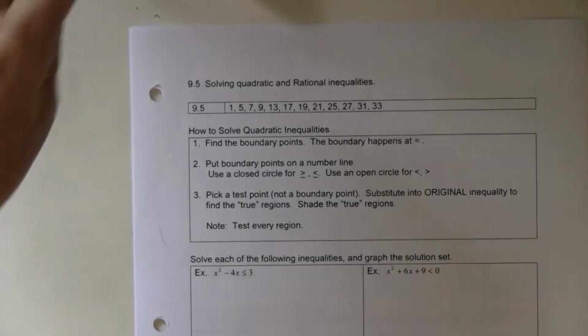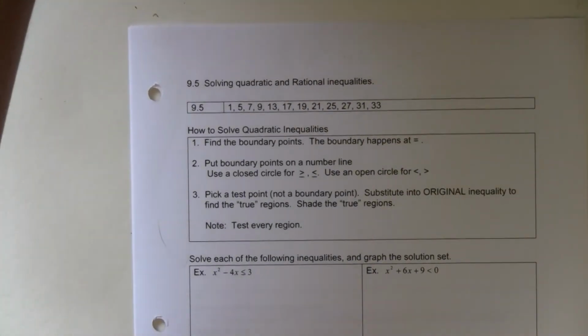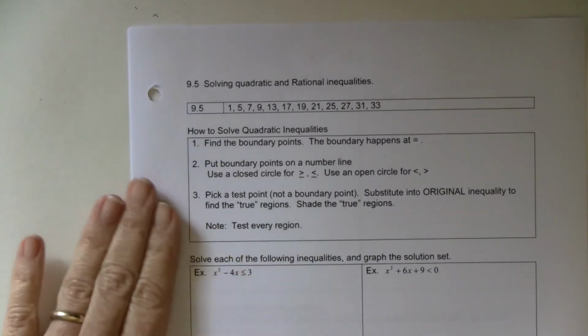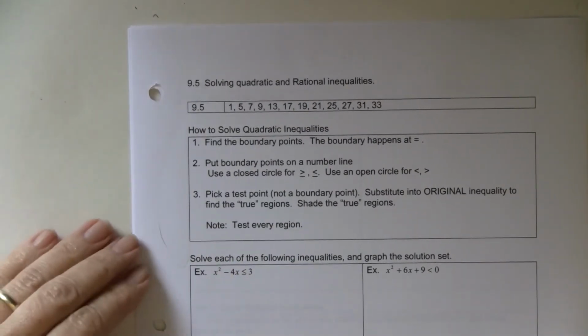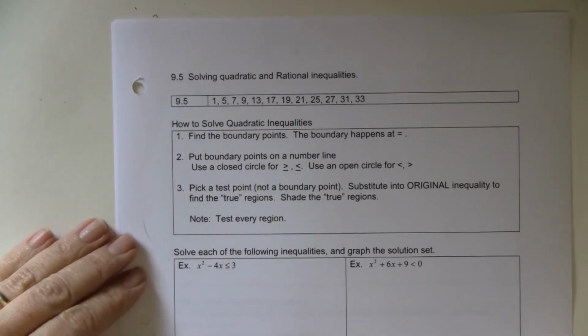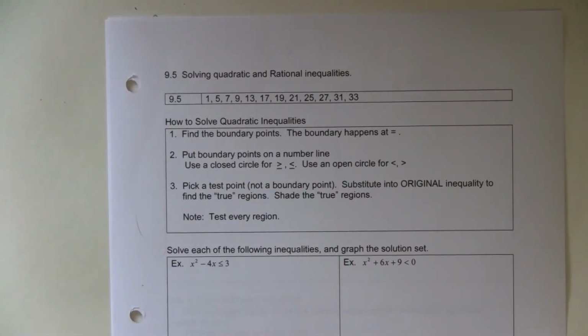My algebra doing friends, I think this is the last section of chapter 9 that we have to go over, 9.5. And it's on solving quadratic and rational inequalities. So instead of equals, we're solving things that are greater than or less than or equal to. The method that we're going to be looking at is the boundary method.